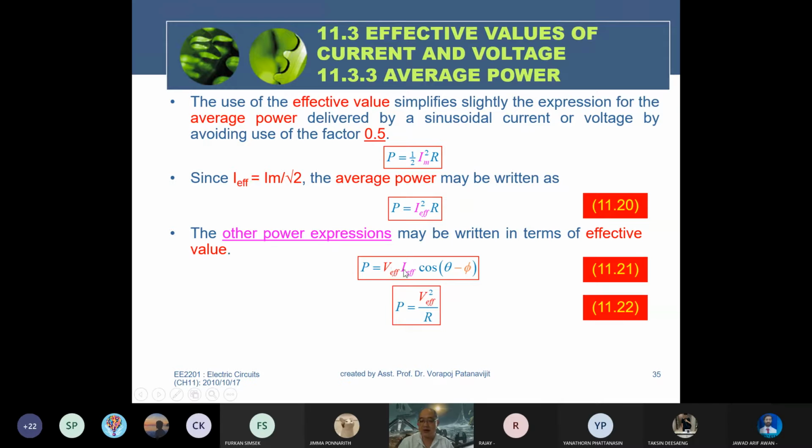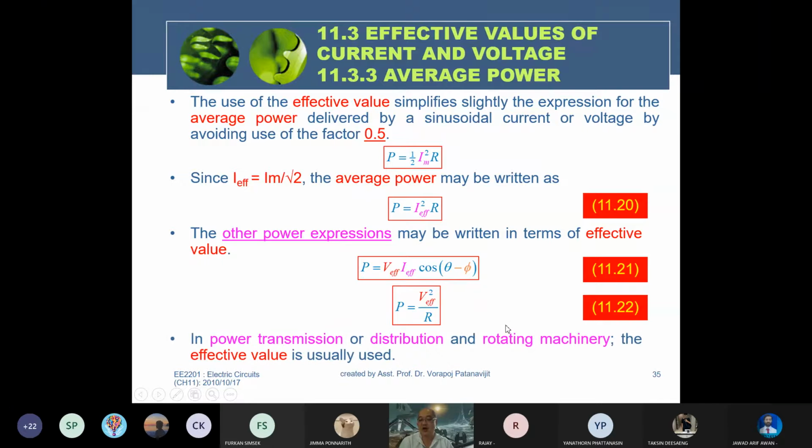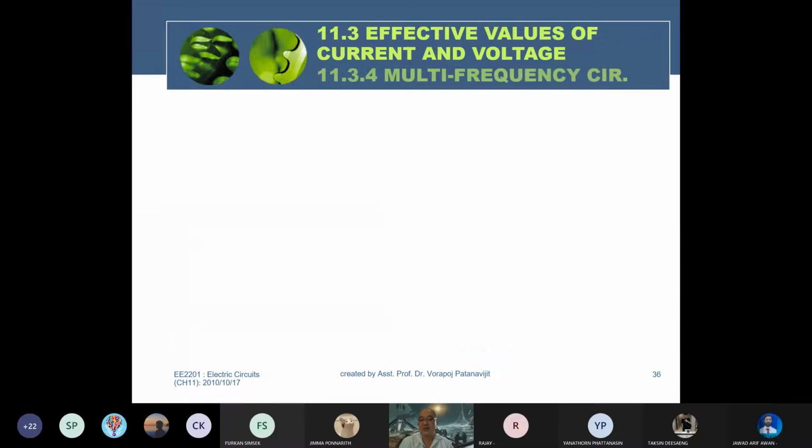Power equal to I V cos theta, the cos of theta minus phi, the angle difference between the voltage and the current. Or you can write the power equal to V effective value squared divided by R. In power transmission or distribution and rotating machinery, such as the motor or the generator, the effective value is usually used in that model.